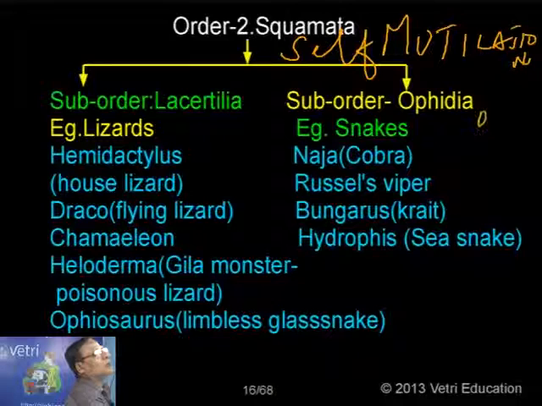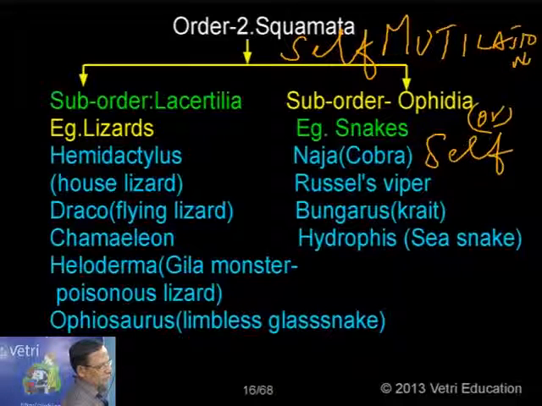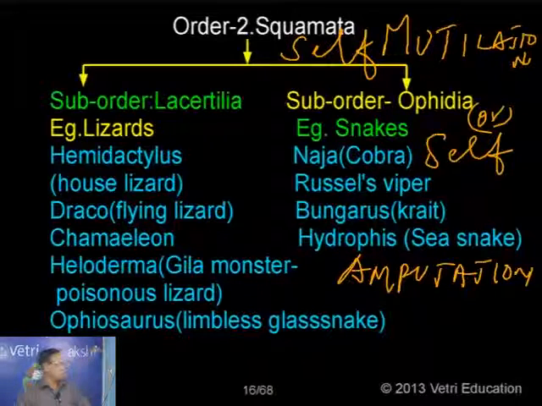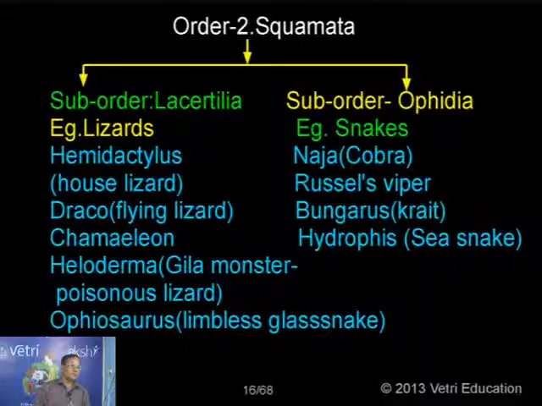Self-mutilation or self-amputation. So amputation means cutting its own body. So it's also called mutilation or self-amputation. Then dragon, flying lizard, and another one, you know that one, the chameleon.